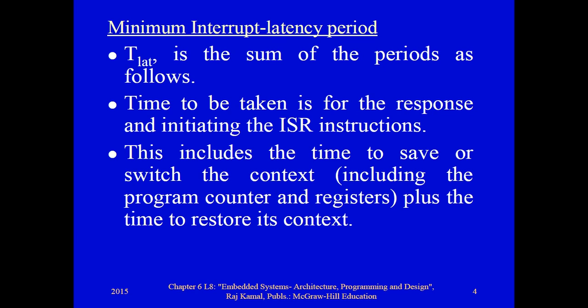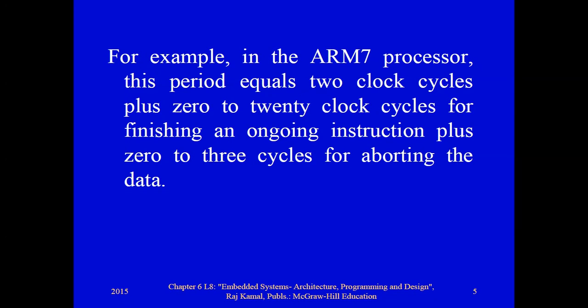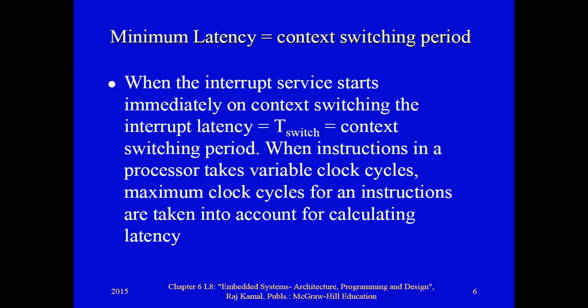This may also include the time to save or switch the context. That means the context must be switched from one task to another. So that time is also included, plus the time to restore its context. So it may include the program counter data and the registers. So this is an example for T lat. So minimum latency equals context switching period.